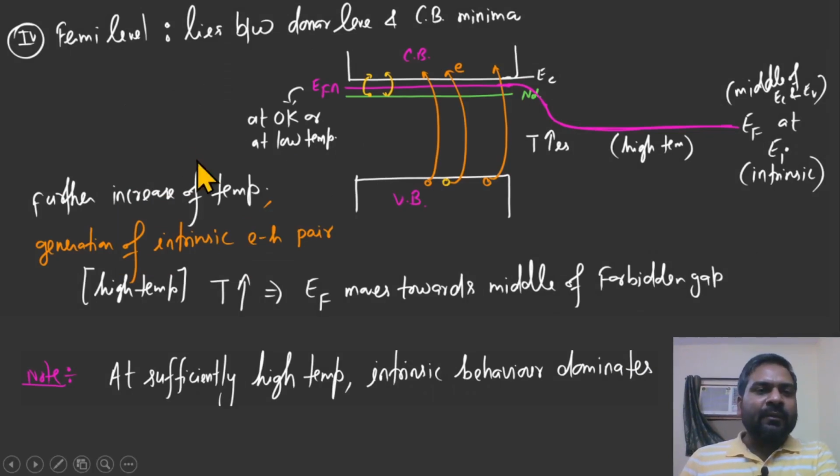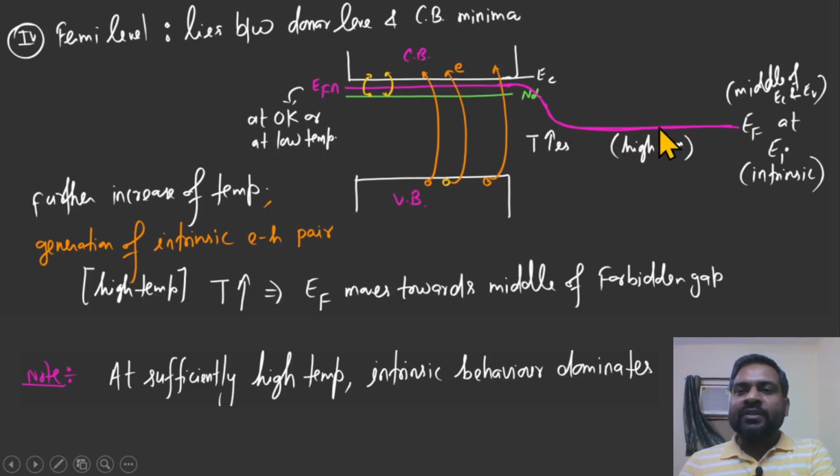Now we will discuss the Fermi level in an N-type semiconductor. At 0 Kelvin temperature, the Fermi level lies between the donor level and the conduction band minima. And if we increase the temperature further, it will shift towards the center of the band gap.